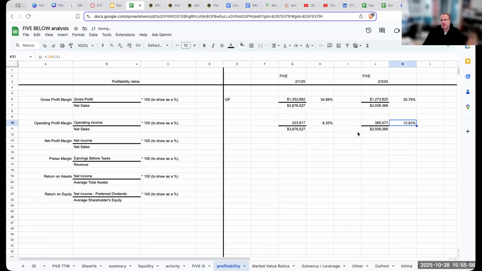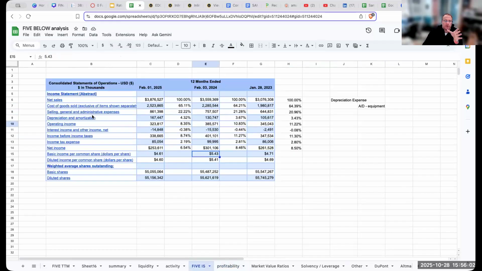And there we go, 10.83. So my operating profit margin has gone down year over year. Now, one of the things I want you to notice is, why are we highlighting depreciation and amortization? Well, it's going to make the analyst's life a little bit easier because these are non-cash items.